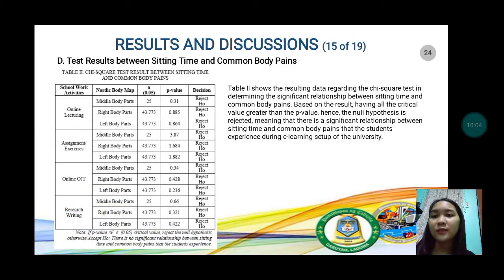For the test results between sitting time and common body pains, Table 2 shows the chi-square test results between sitting time and common body pains. It shows the resulting data regarding the chi-square test in determining the significant relationship between sitting time and common body pains. Based on the results, having all the critical values greater than the p-value, hence, the null hypothesis is rejected, meaning there is a significant relationship between sitting time and common body pains that the students experience during a learning setup of the university.